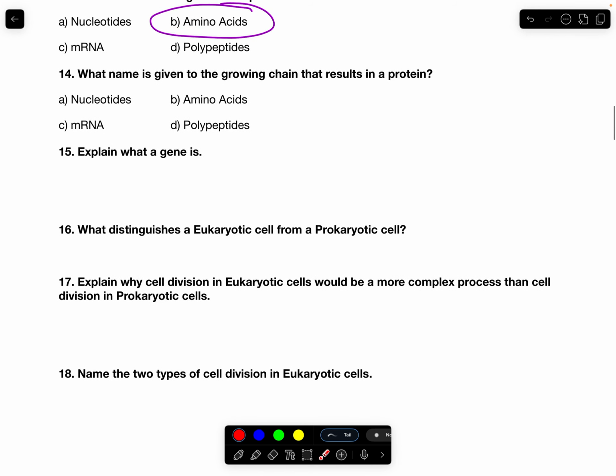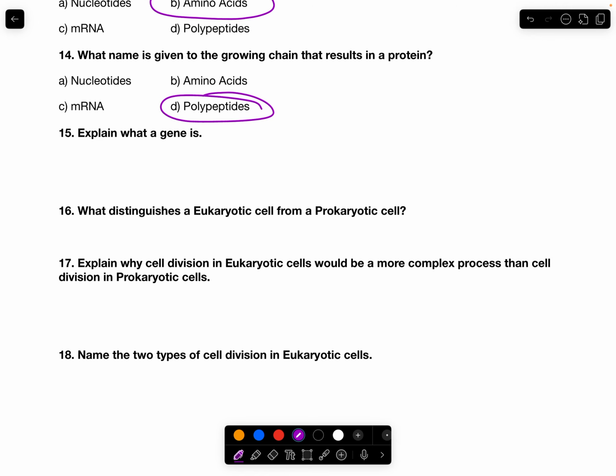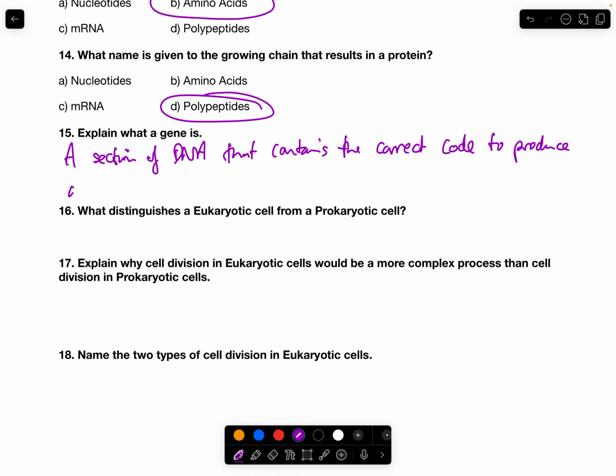What name is given to the growing chain that results in a protein? That's where polypeptides comes in. Explain what a gene is. It's a bit of DNA, a section of DNA that contains the correct code to produce a functioning protein. It's got the instructions for the little machine in your body that does something.